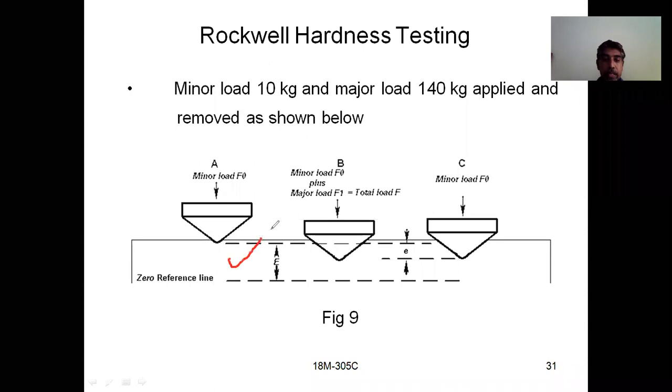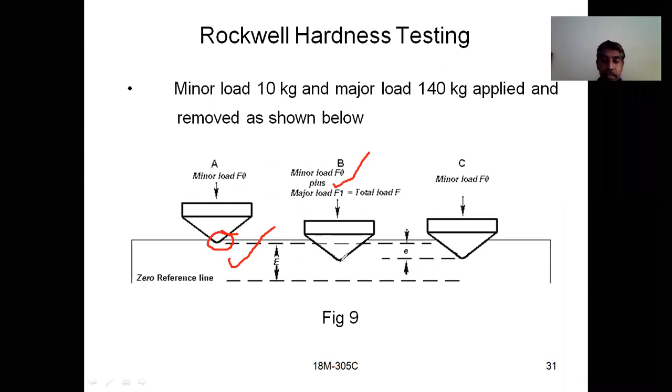This is your specimen here, and you are applying a minor load here. So it is seated into the workpiece, seated into the specimen, and later you are applying a major load here. Okay, so the major load, the total load, will become this plus this.